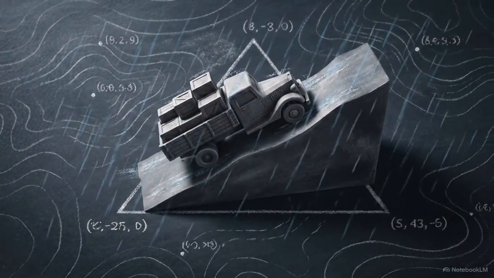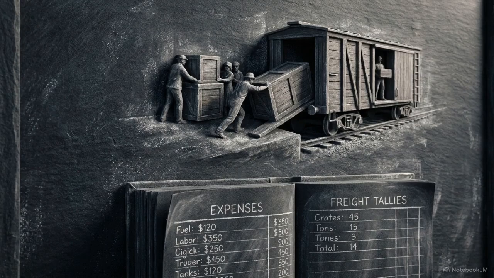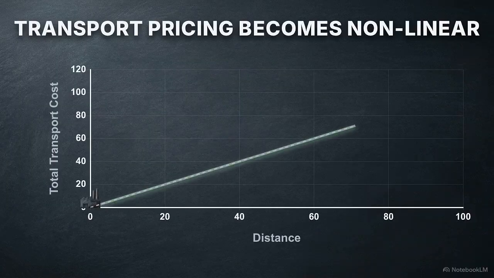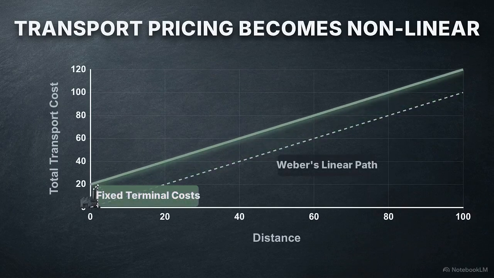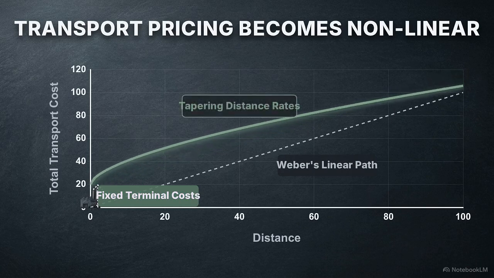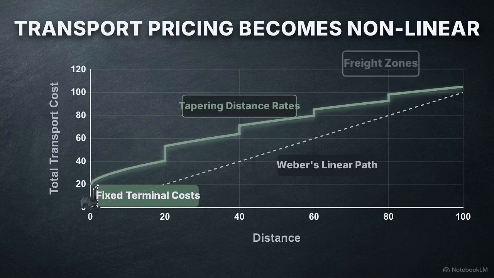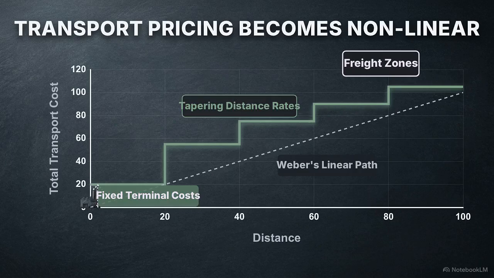Edgar Hoover challenged Weber's linear assumptions. Transport costs are not uniform. They are influenced by fixed loading fees and the efficiency of long-haul freight. Hoover adjusted the geometry of location, showing how straight cost lines transform into curving arcs and steps to reflect the actual pricing structures of the transport industry.